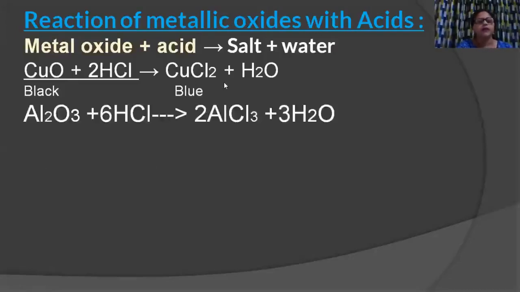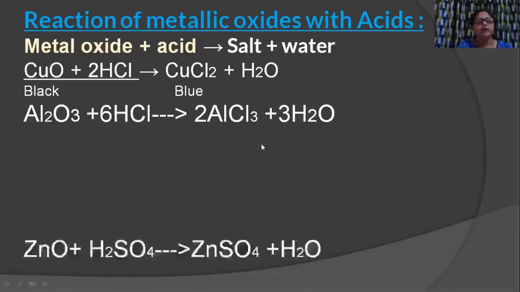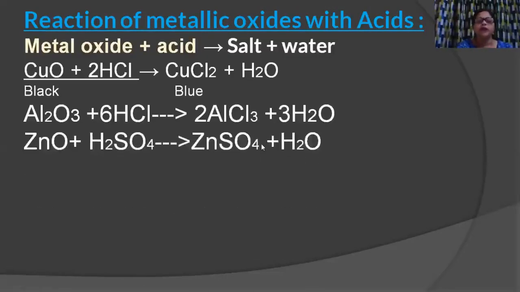Another example is aluminium oxide and hydrochloric acid. The corresponding salt, aluminium chloride, and water will be formed. If you take zinc oxide with sulfuric acid, we will get zinc sulfate and water molecules. Wherever the reaction needs to be balanced, we need to put numbers, like here we will write 6 before HCl, 2 before aluminium chloride, and 3 before H2O to make this reaction balanced.